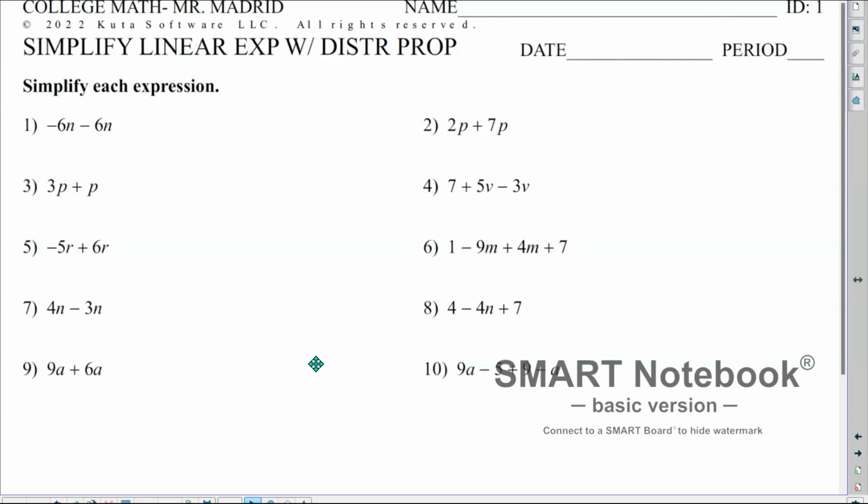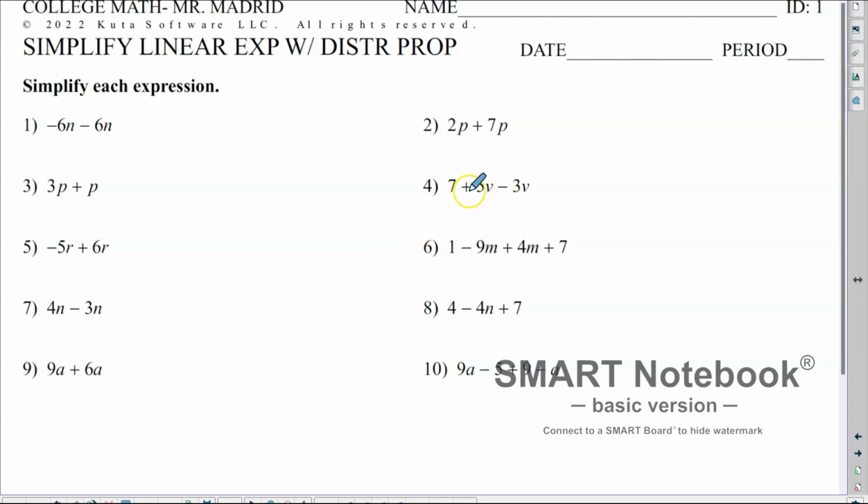The name of this lesson is Simplifying Linear Expressions with Distributive Property, okay? So what we're going to have here is 30 problems, and the first 10 are classified as easy, the next 10 medium, and the last 10 hard, okay? So I'm going to pick random problems and solve them so you guys have a good idea of what it's going to look like, okay?